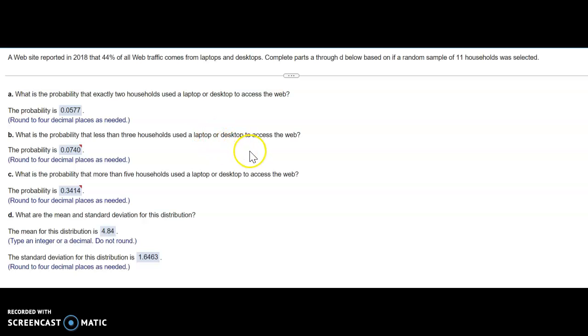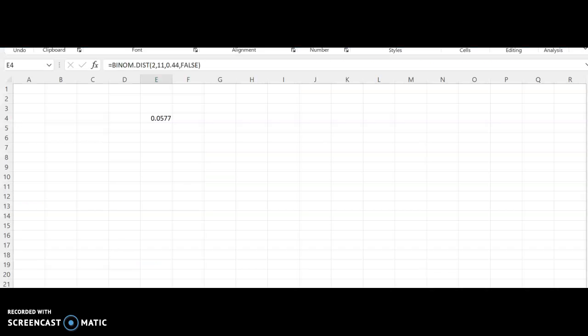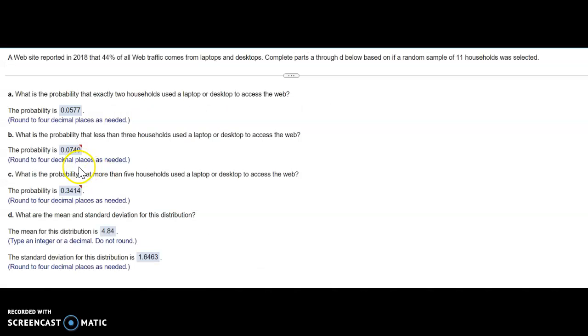All right, for the next one, less than 3 households use a laptop. So you want the probability of 0, 1, and 2. So we want it cumulative up to 2. We don't want it to include 3. So cumulative up to 2 would be everything we just put, but we would put true because we would want it cumulative. So that would be 0.074.